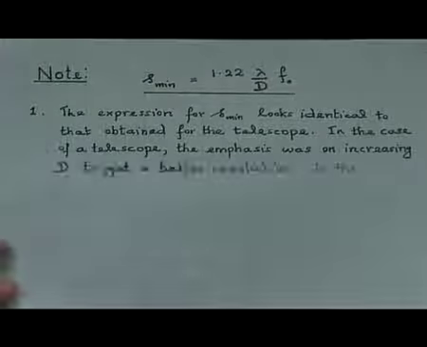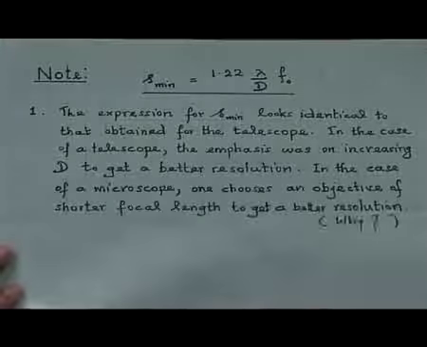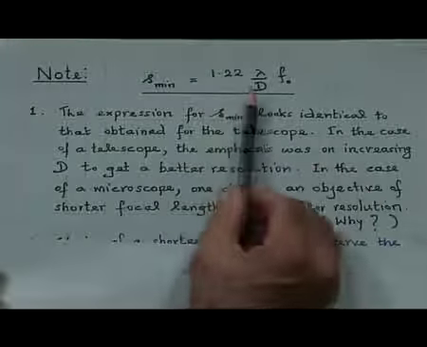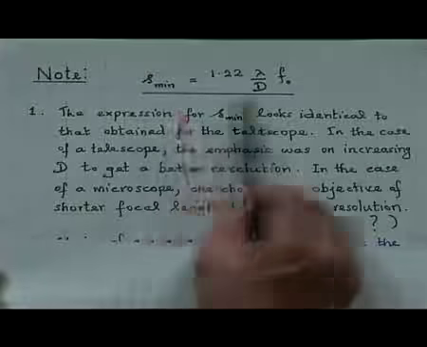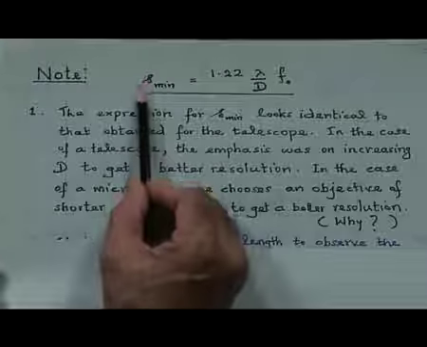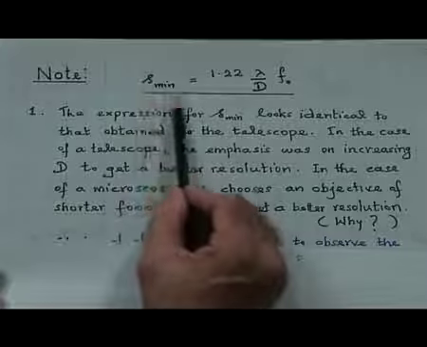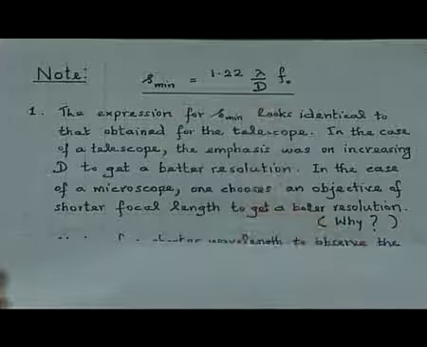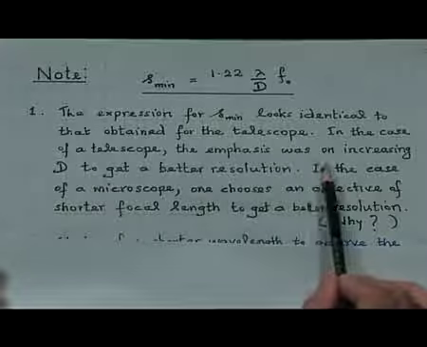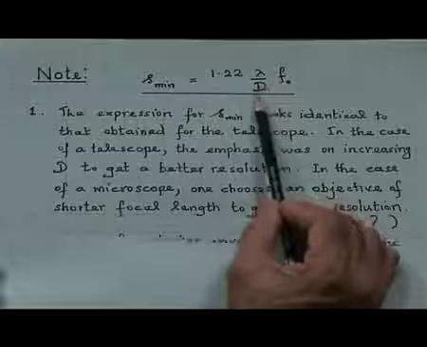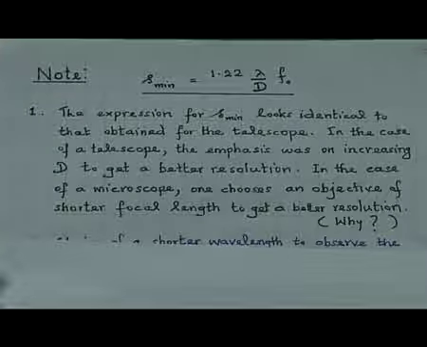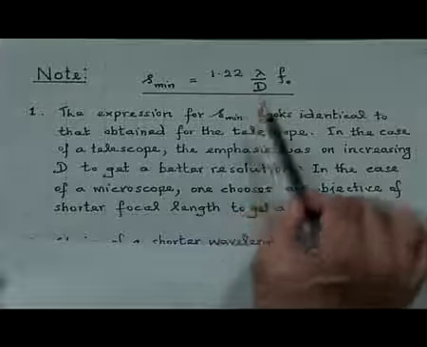Let us discuss this a little bit more. Note that S min is 1.22 lambda by d into FO. The expression for S min looks identical to that obtained for the telescope. We remember that this is the same expression that we got there, but there S min was the smallest separation on the image plane. Now, this S min is on the object plane. Otherwise the expression looks similar. In the case of a telescope, the emphasis was on increasing d, the diameter of the lens. That is how we discussed a 2-inch telescope, 5 centimeter telescope, 10-inch telescope, and so on, where the number referred to the diameter of the telescope lens.